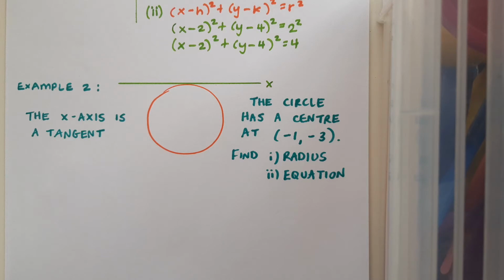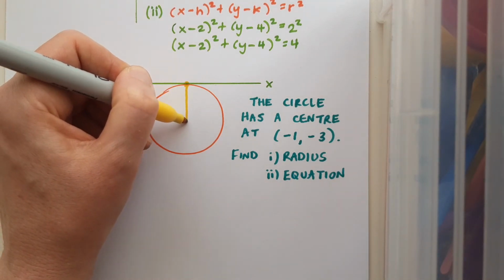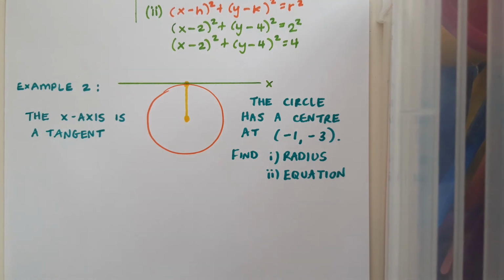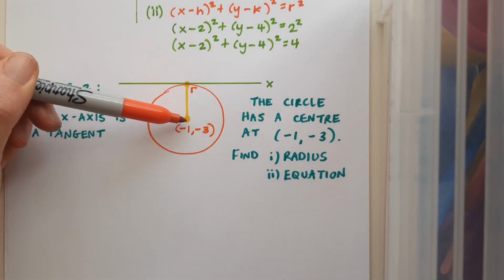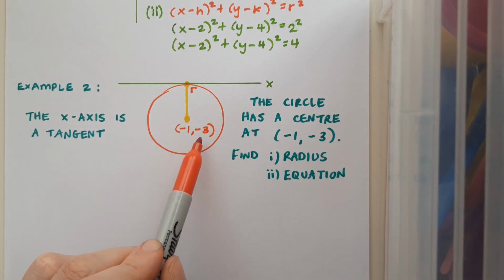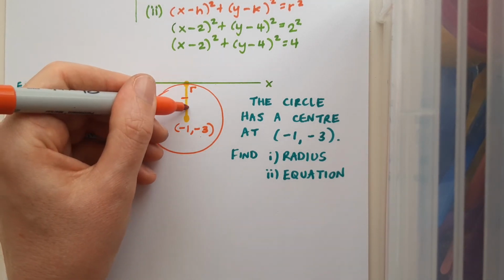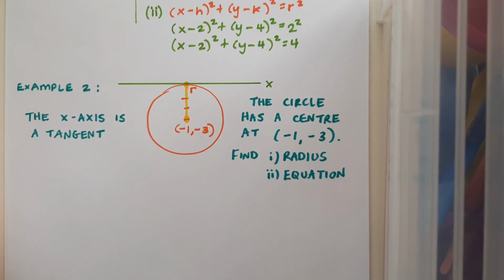Here's a second example. In this example, the x-axis is the tangent, and I'm told the circle has a centre at (−1, −3). So I'm going to first of all mark where the circle and the x-axis are tangents, and then I'm going to draw a line down from that perpendicularly. And that will go to the centre. I know that the centre point is (−1, −3). So I know that to get from the x-axis down to this point, I had to come down 3 spaces. Now I know it's −3 in the point, but the actual distance that I travelled is 1, 2, 3 spaces. And so that's my radius.